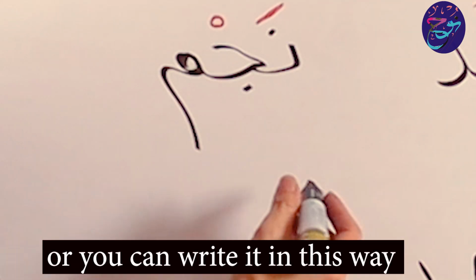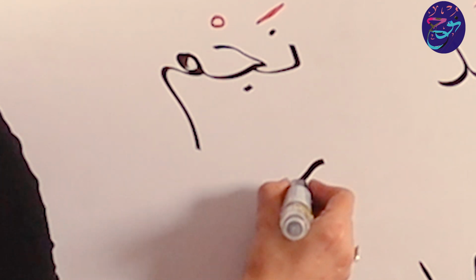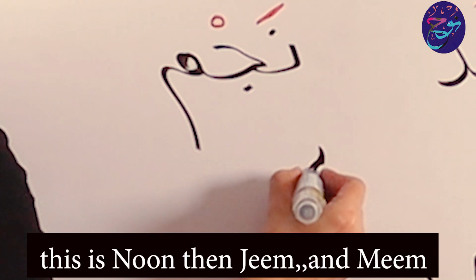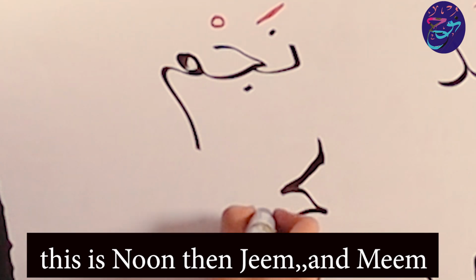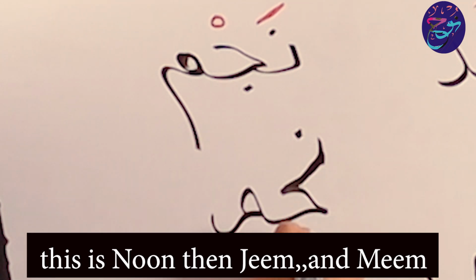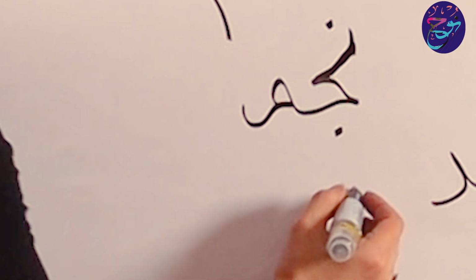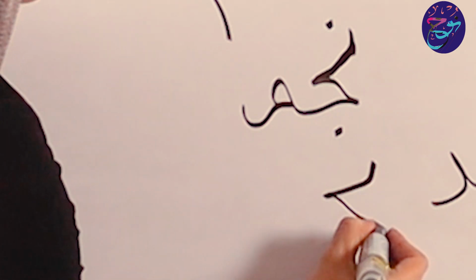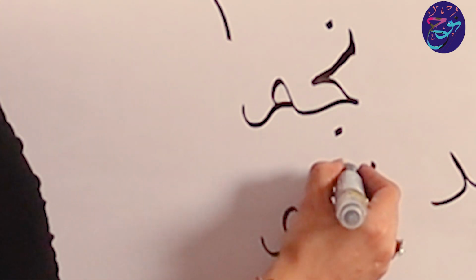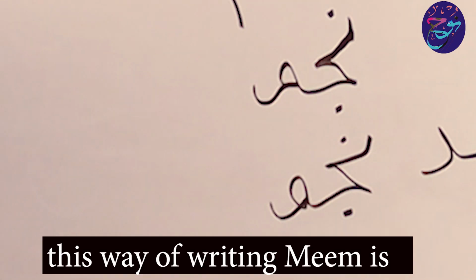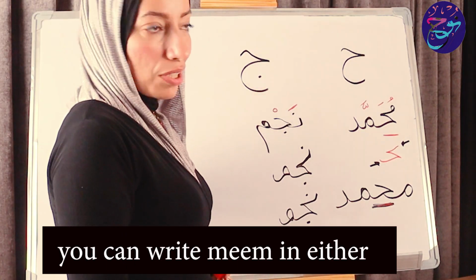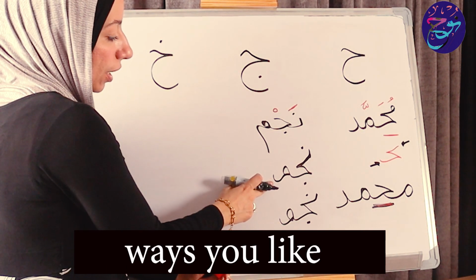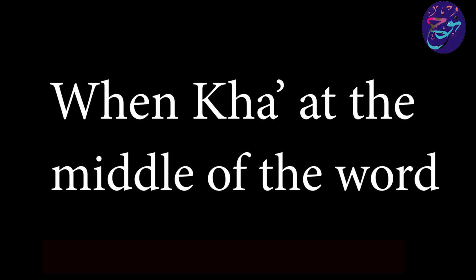Or either you can write it in this way. This is noon, and this is mim. See? Najm. This way of writing mim is another type of font. You can write it like this way, or you can write it like this way.